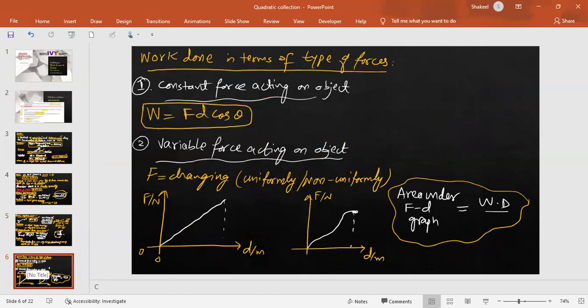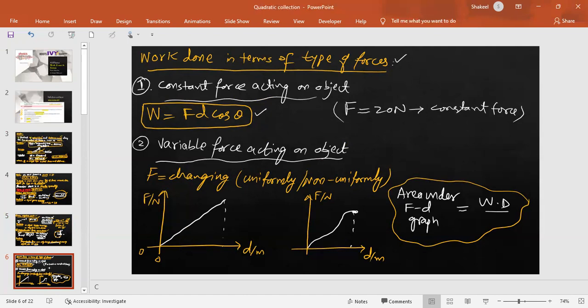Well, we have to discuss the work done in terms of types of forces. You can apply two types of force. The first is a constant force. It means that you are not changing its value, it remains the same. Let's say if you're applying 20 Newton and it stays the same throughout the motion, we say that this is a constant force. In order to find the work done due to a constant force, we use W equals F d cos theta.